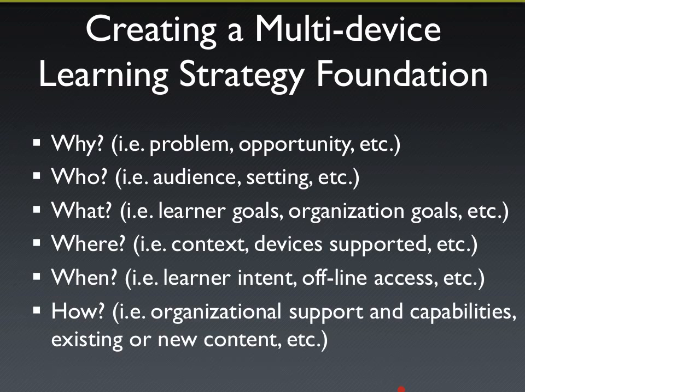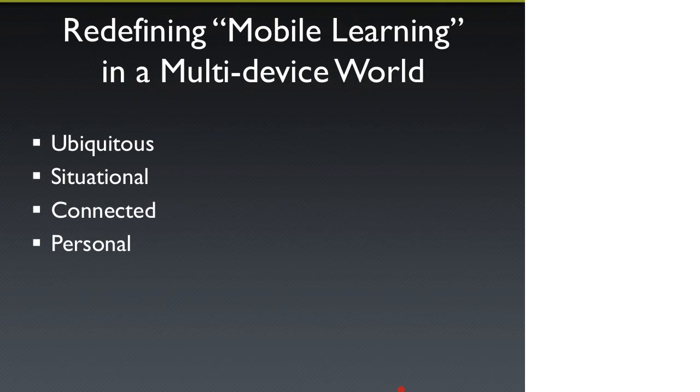And finally, how? Do you have the organizational support and capabilities to actually create and provide nicely optimized, multi-device friendly course sites? And will you be using existing or new content? So this quick little list is what I call a strategy foundation. It's obviously not a detailed strategy, I appreciate that. But it just helps me think about why I'm trying to do something in relation to going to multi-device design, course-friendly sites.